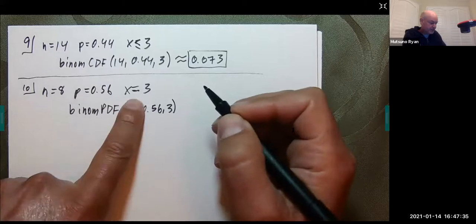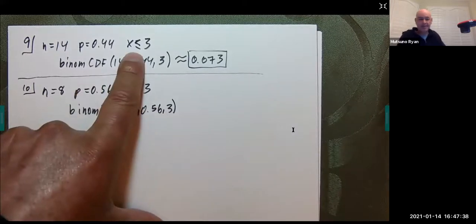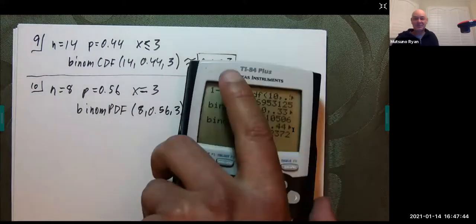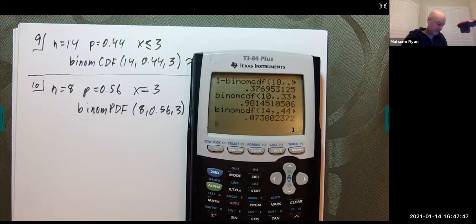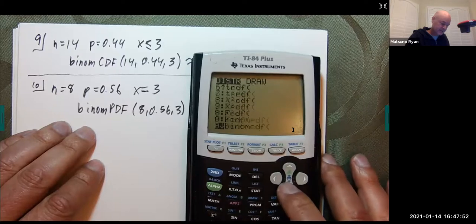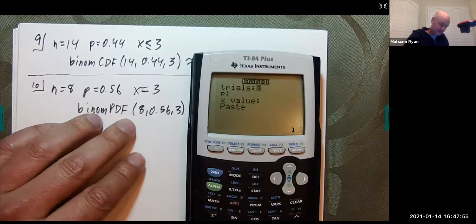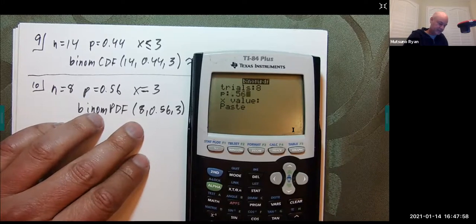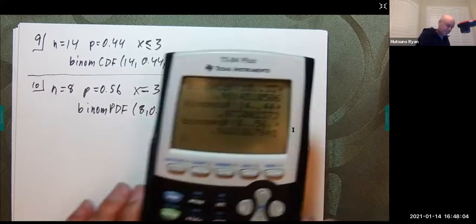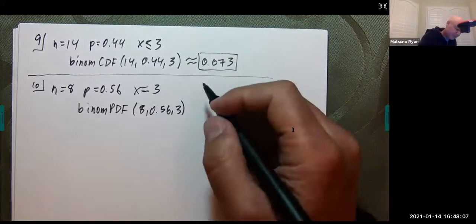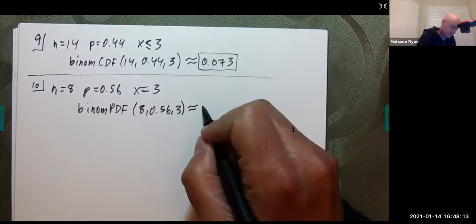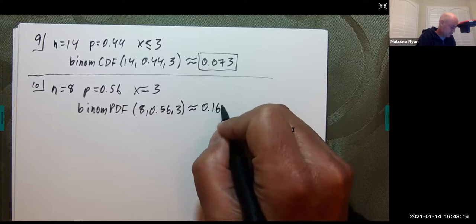We use PDF when it's equals. We use CDF when it's bigger than or less than. I know I sound like a broken record, but that's one of the most common questions we get, so I'm just going to repeat it over and over again. All right, so here we go. Distribution. PDF in this case, 8, 0.56, 3. And this doesn't say where to round it off, and my default is always to 4 decimal places, if you're ever not sure. 0.1622.